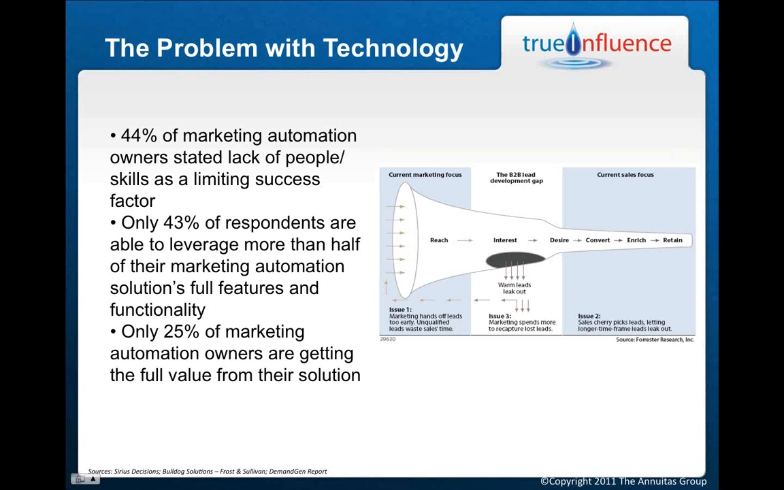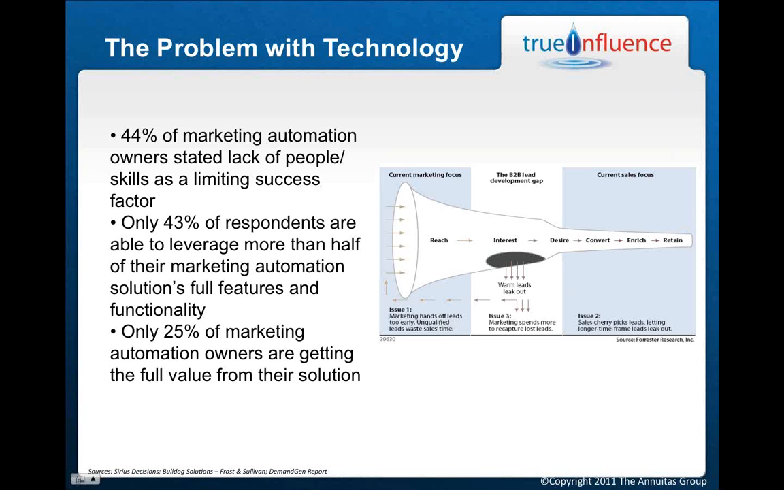While the technology is great, and we at the Annuitas Group are big believers in marketing automation, there is still a fundamental problem with technology. And you'll see three statistics here on the side that show this problem. 44% of marketing automation owners stated that a lack of people skills, as well as process, was a limiting success factor for them in receiving the full value from their marketing automation.